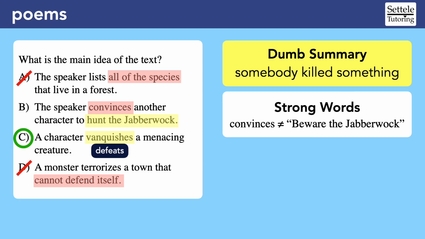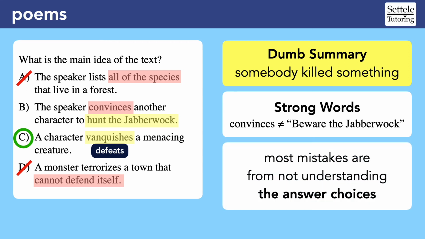And this gets to the main issue that most people have with poetry questions, or even any difficult passage on the SAT. They think they get the questions wrong because they don't understand the passage. But in my experience, most mistakes are from not understanding the answer choices. There might be lots of words you don't know in the passage, but there will be lots of words that you do know in the answer choices that you need to match with the lines in the passage. And in most cases, dumb summaries should be enough to get you there.